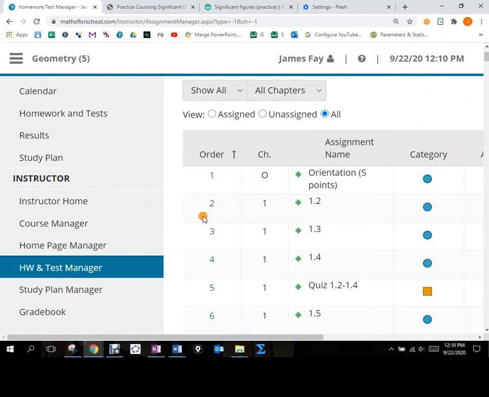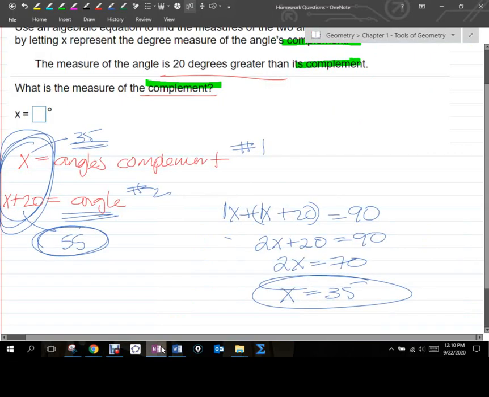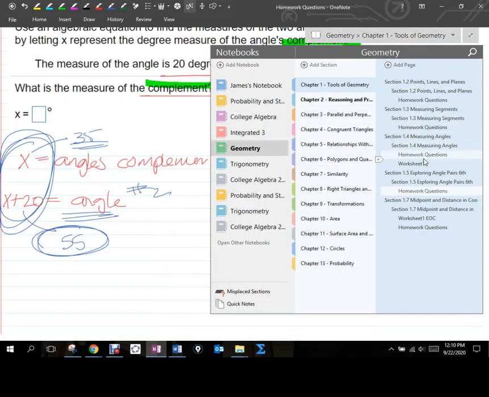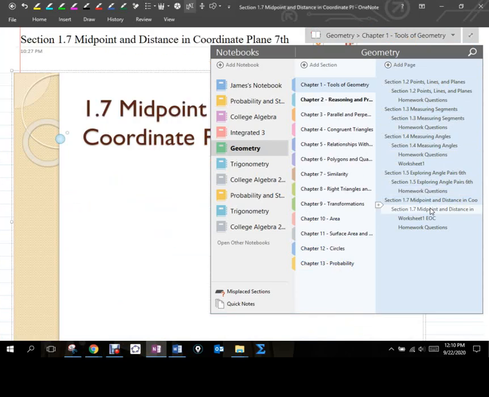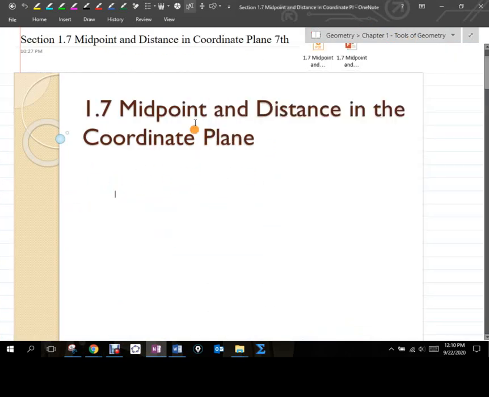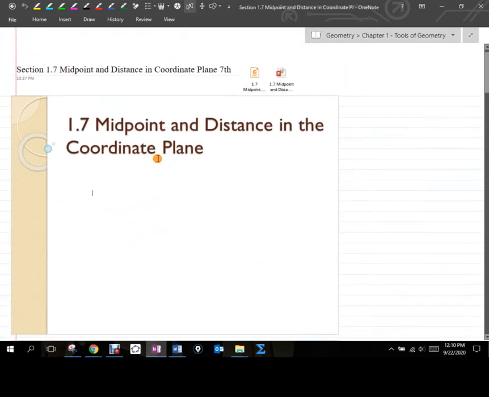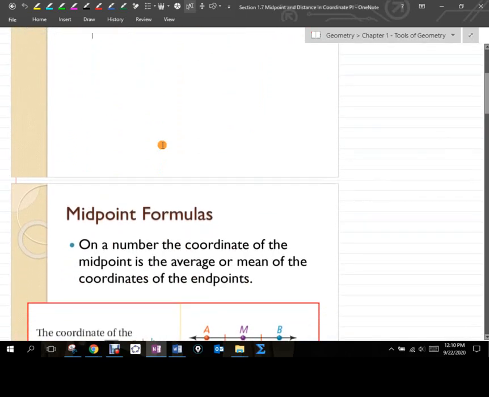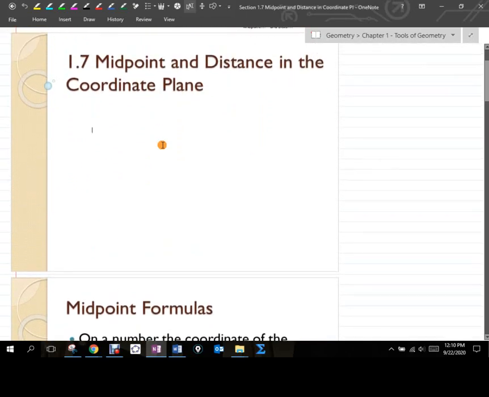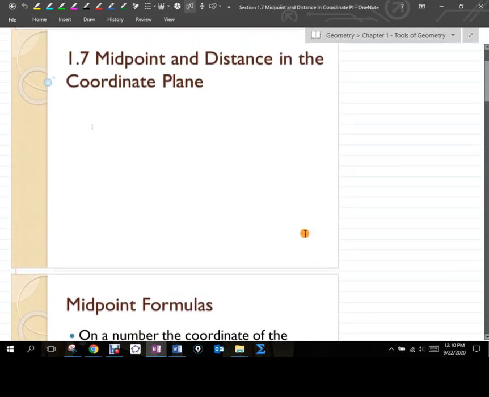I do have the need to go over half of a section. We're going to skip section 1.6. I think that section falls in a better area later on. But we'll do half of section 1.7 today. We'll do the other half tomorrow. Okay. We'll review on Thursday, and then Friday we'll have a test over chapter 1. But we're talking about midpoints today.